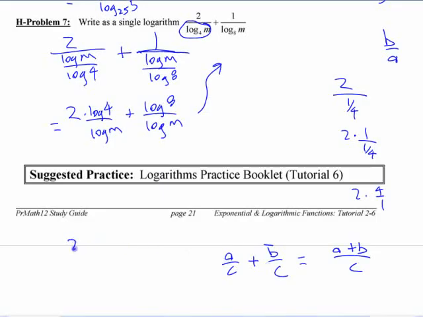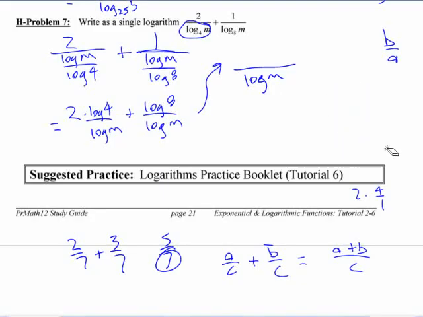Like if you have 2 sevenths plus 3 sevenths, you have 5 sevenths, right? You're adding fractions. You don't change the denominator, right? So if it's that plus that over log m, the denominator is going to be log m. It's not log m squared or anything like that. When you're adding fractions, the denominator stays the same, right? By the top, 2 log 4 plus log 8.